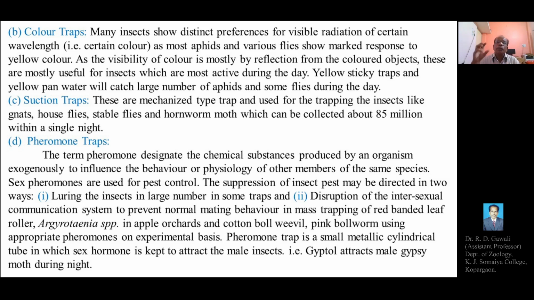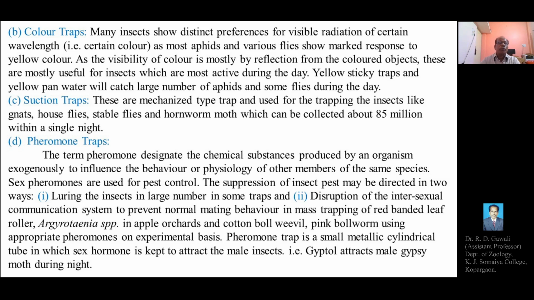So pheromones are the chemical scents or ectohormones secreted by the exocrine glands of a variety of insects. The term pheromone defines a chemical substance produced by an organism exogenously to influence the behavior or the physiology of other members of the same species. So these are species specific. Pheromones are chemical substances produced by organisms which have an effect to change the behavior or certain physiological reactions of members of the same species.